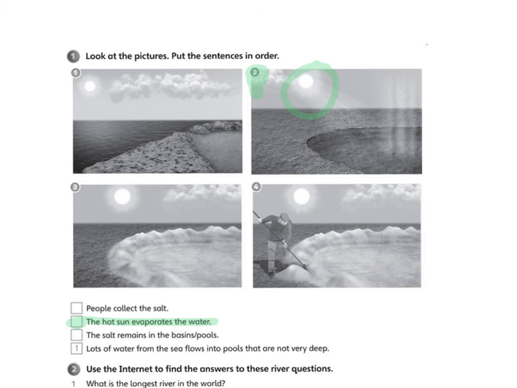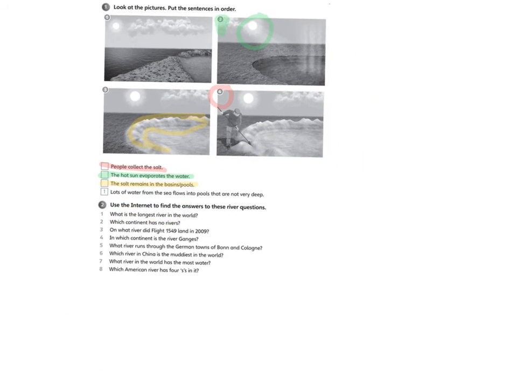Number 3. Look, here we can see the salt. So it is the salt remains in the basins or pools. And obviously this one is number 4. People collect the salt.